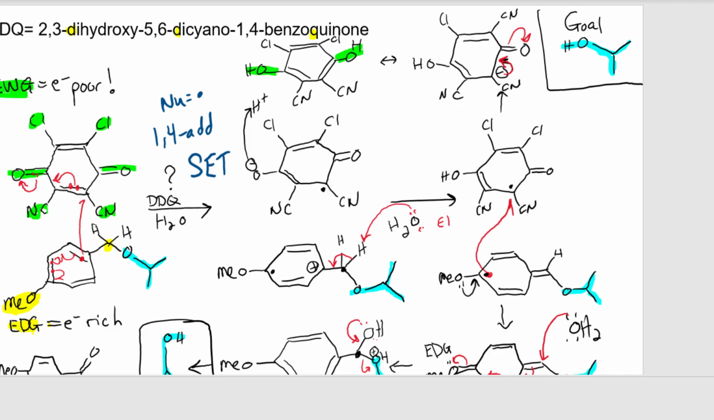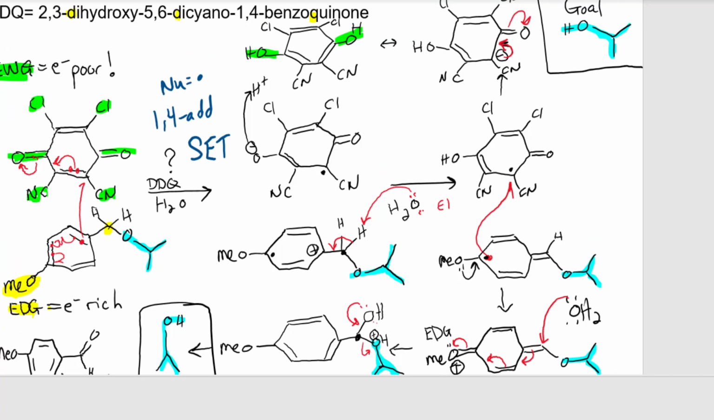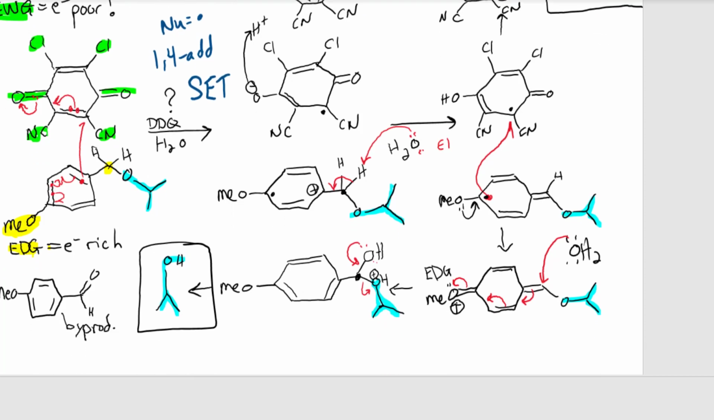The DDQ got reduced, right? And that makes sense because in this single electron transfer, the DDQ gained electrons and got reduced, GER. Gained electrons, got reduced. Our PMB group lost electrons and got oxidized, right? We had an ether and it got more oxygen bonds on it, and now it's oxidized to the carbonyl, the aldehyde.